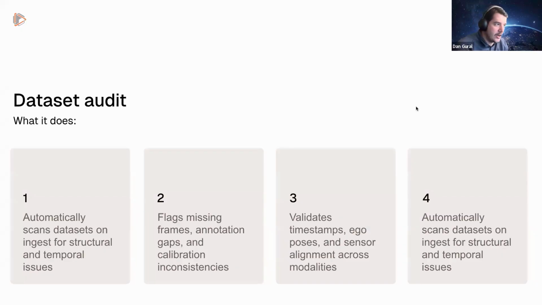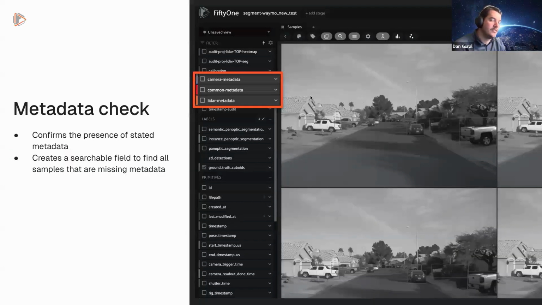So what does the data audit actually do? It scans your data sets for structural and temporal issues, flags the missing frames, annotation gaps, calibration inconsistencies. It validates your timestamps, your poses, your sensor alignments, and automatically scans your dataset on ingest for any of these issues that might arise. Diving through briefly some of these examples for metadata, these are going to be things like the size, the shape, and the presence.